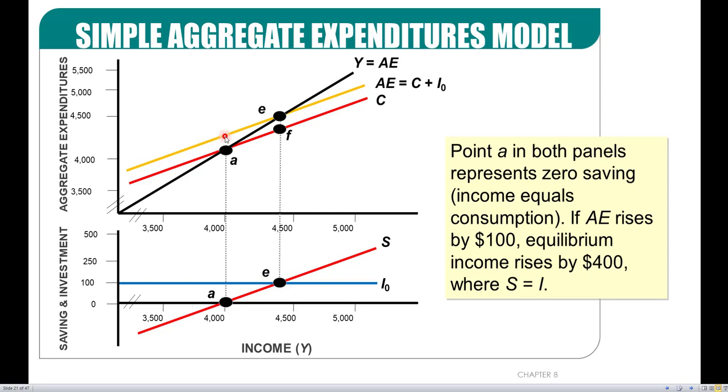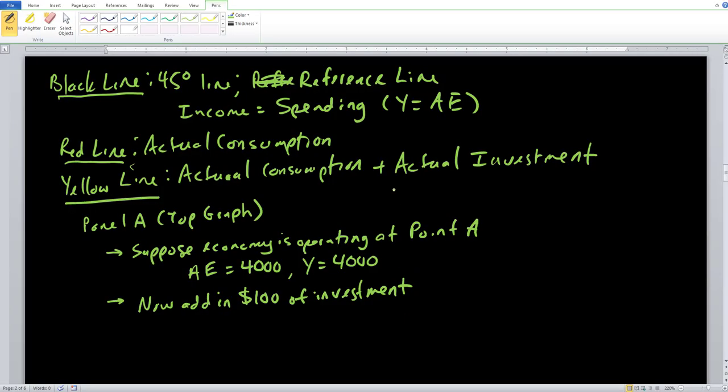When we increase investment by $100, what has changed and what has stayed the same? We go from point A to this point right here. We notice that income has exactly remained the same. We still have $4,000 of income. But how much has our aggregate expenditures changed by? Remember, aggregate expenditures is the sum of consumption and investment. Consumption was equal to 4,000, but when we add in $100 of investment, our aggregate expenditures is now equal to $4,100. So our spending has changed, but our income has not. It still remains the same at $4,000.